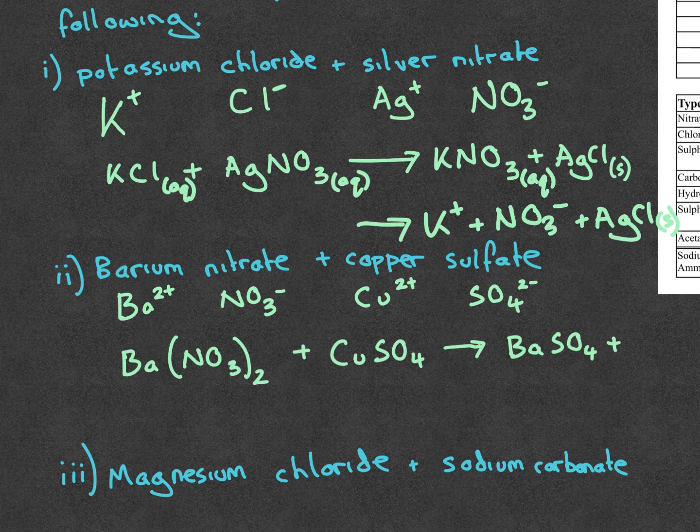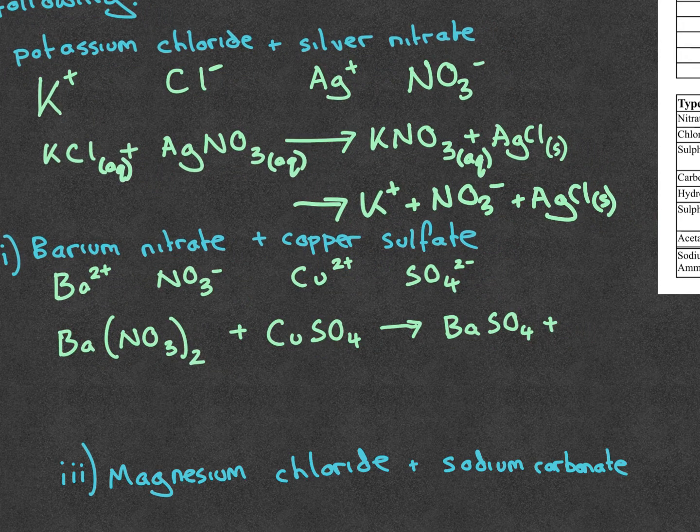We do, however, need to do something here. So then we're going to have copper nitrate. Copper is a 2+, nitrate is only a -1, so we're going to have 2 of those nitrates again. Now we just need to make sure that all of this is balanced. We've got 1 barium, we've got 2 lots of the whole nitrate ion here, and we've got 2 lots on this side. Copper, we've got 1 and 1, and sulfate, we've got 1 and 1. Okay, so our equation is balanced there.